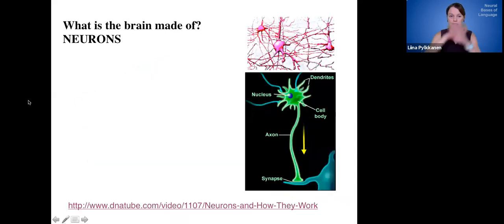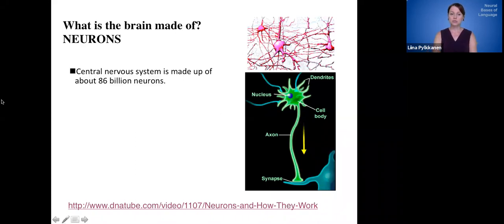Okay, so that's at a very broad level. So what is the brain made out of? What kinds of cells do we have in our brains? Brain cells, of course, are called neurons or nerve cells. Here we have a picture of a neuron. Our central nervous system is made up of about 86 billion neurons.